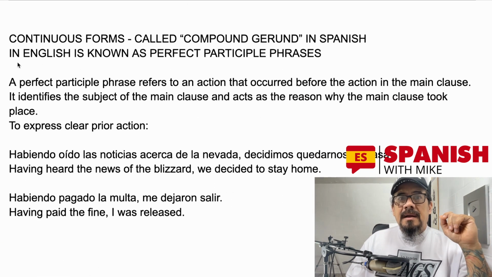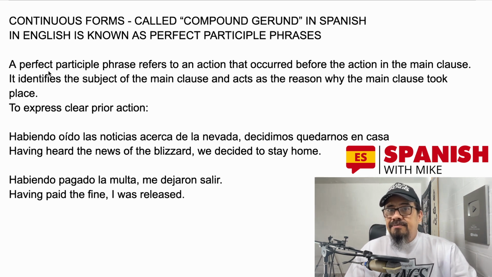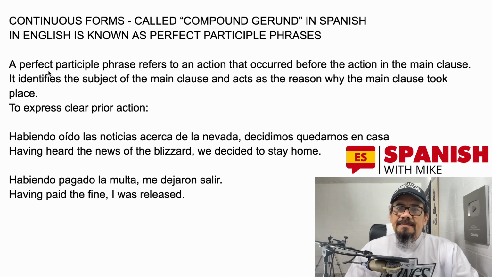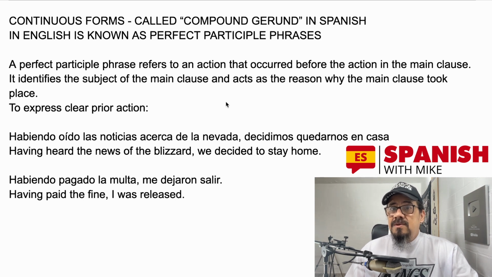Just a heads up. The continuous forms. This is very interesting because in Spanish, the continuous forms for haber in the perfect tenses are called compound gerunds in Spanish. Gerundios compuestos. That's the name in Spanish. But in English, this form is known as perfect participle phrases. A perfect participle phrase refers to an action that occurred before the action in the main clause. There are two clauses. It identifies the subject of the main clause and acts as the reason why the main clause took place. It expresses clear prior actions.